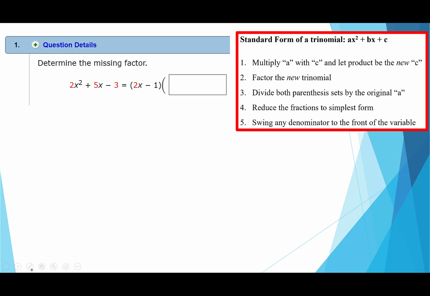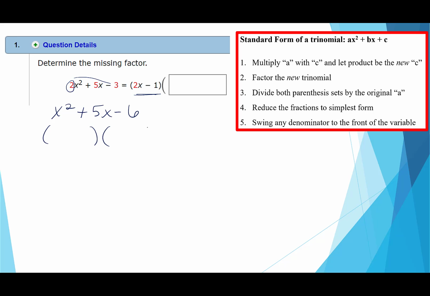Okay, question 1 says determine the missing factor. I want you to notice that it's already given you part of the factored answer. So part of it is parentheses 2x minus 1, and you just need to find the second part. Now you can make a guess, but I'm going to go ahead and just run through all of the steps. And so we're going to multiply a times c. That gives us a new trinomial, x squared plus 5x minus 6.